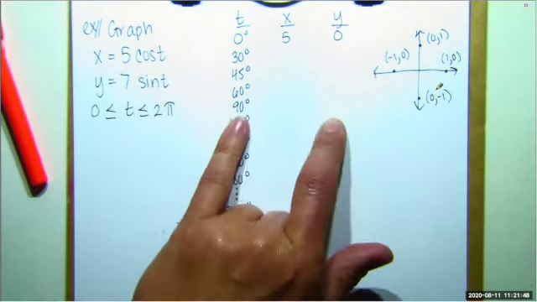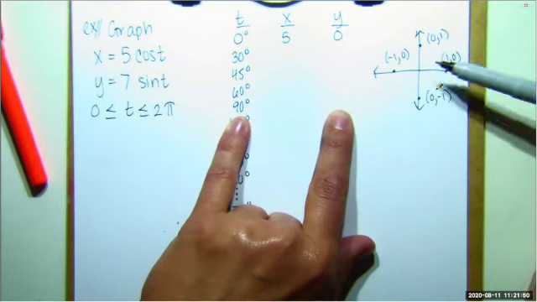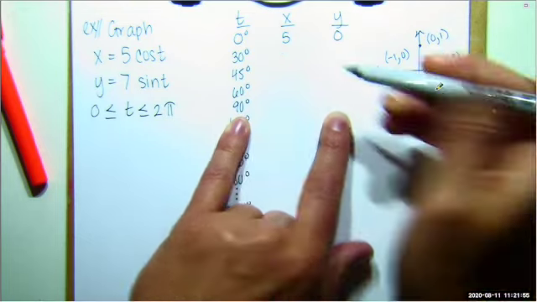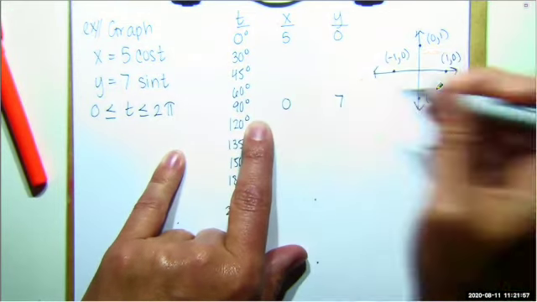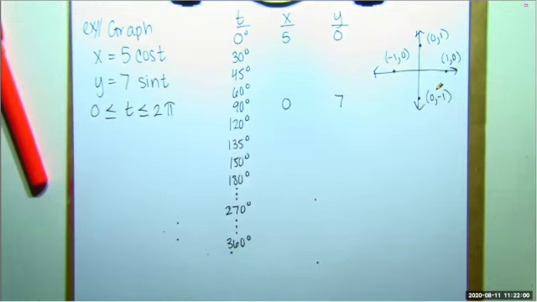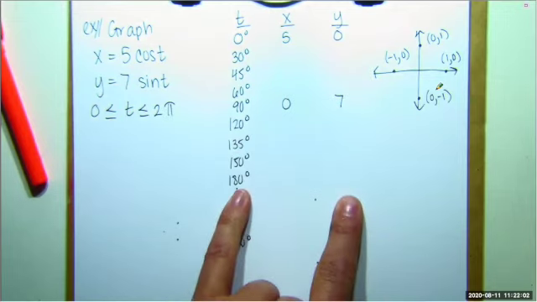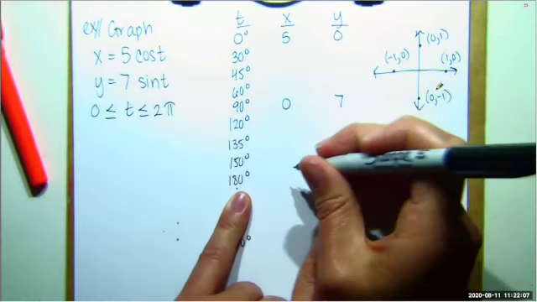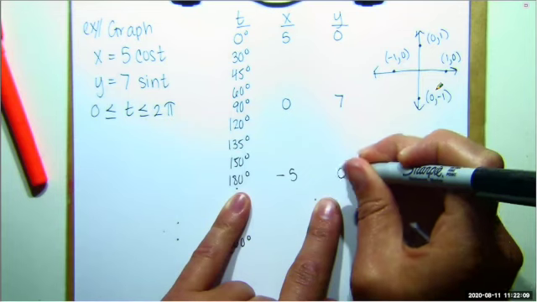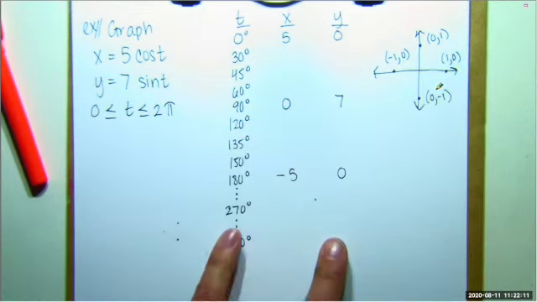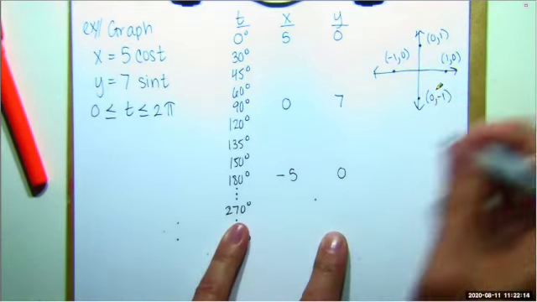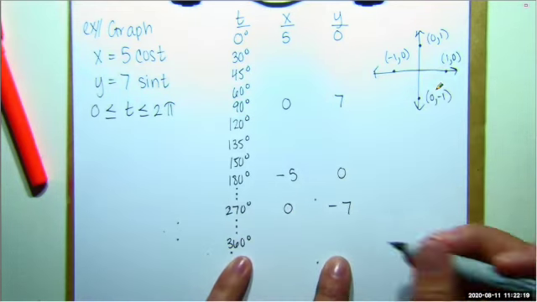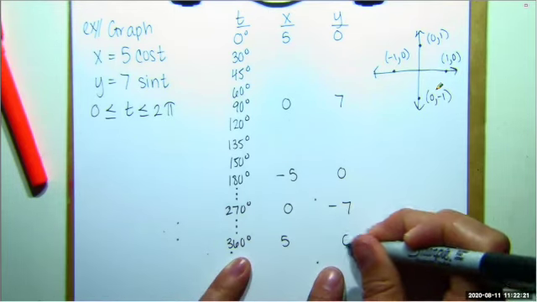Let's do the next quadrantal angle, 90. At 90, cosine is 0 and sine is 1. So we have (0, 7). Our next quadrantal angle, 180. Cosine is negative 1 and sine is 0. So we have (-5, 0). At 270, here's cosine, sine. So I get (0, -7). And then back to 360, I get (5, 0).